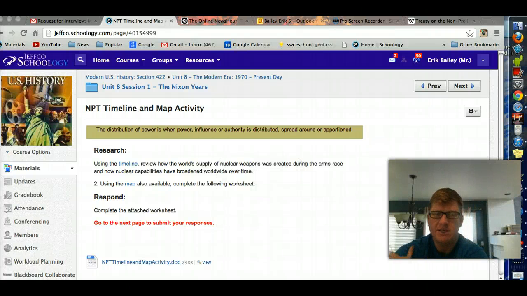Hi everyone. Today's assignment is the NPT timeline and map activity. NPT stands for Non-Proliferation Treaty. And the research you're doing is using a timeline that you're going to review on how the world's supply of nuclear weapons was created during the arms race and how nuclear capabilities have broadened worldwide over time.